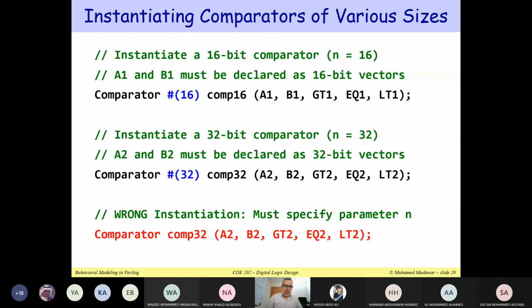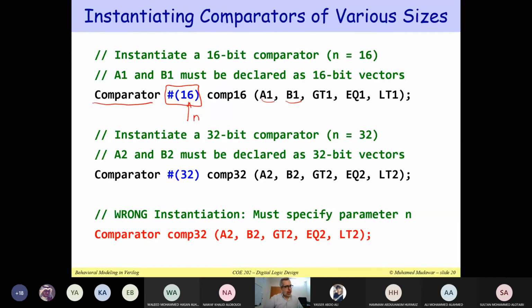So this is how we instantiate comparators of various sizes. If I would like to have a 16-bit comparator, I use the name of the module, comparator #16. This will indicate the value of n. So now A1 and B1 must be 16-bit vectors, because you specified here n to be equal to 16.